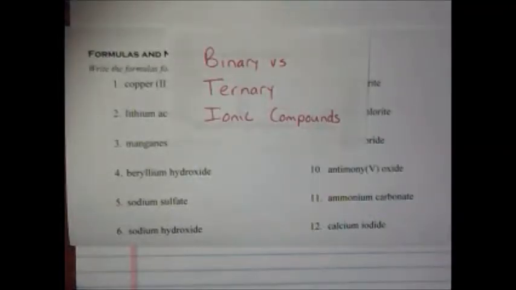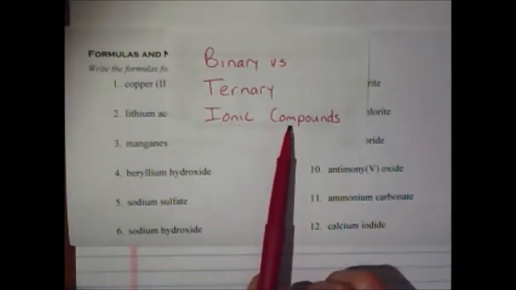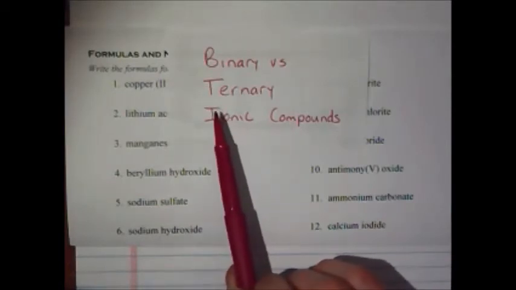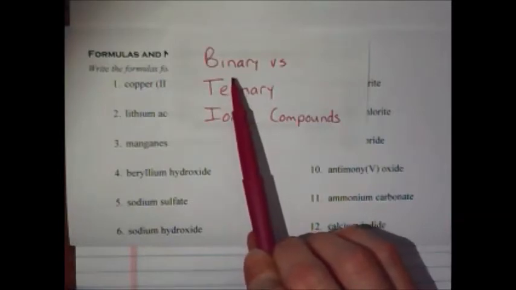The only kind of compounds you've learned how to name are binary and ternary. You learned binary, ionic, and covalent, but you only know ternary ionic compounds. What ternary means is it looks like it's got three parts, but really it's sort of a binary compound. So really you only know how to name binary stuff.